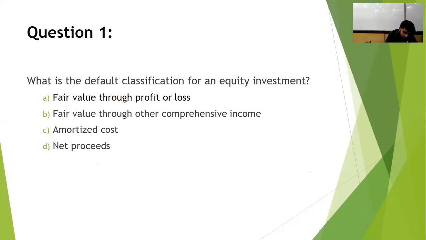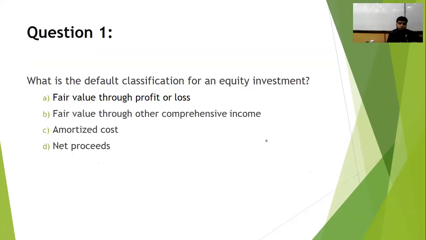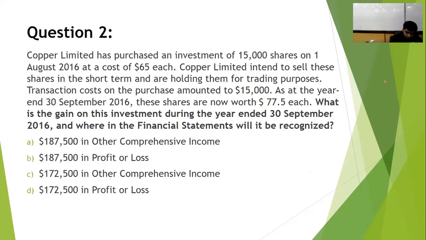Okay, the majority says that the answer for this question is A, and A is the correct answer. Absolutely, A is the correct answer. The reason is, as we have discussed, the default classification for the measurement of an equity instrument is P&L, that is fair value through P&L. We have seen that fair value through P&L is for trading purposes, and we have also seen that the default classification is fair value through P&L. So the correct answer would be fair value through P&L. So let's move on to another question.